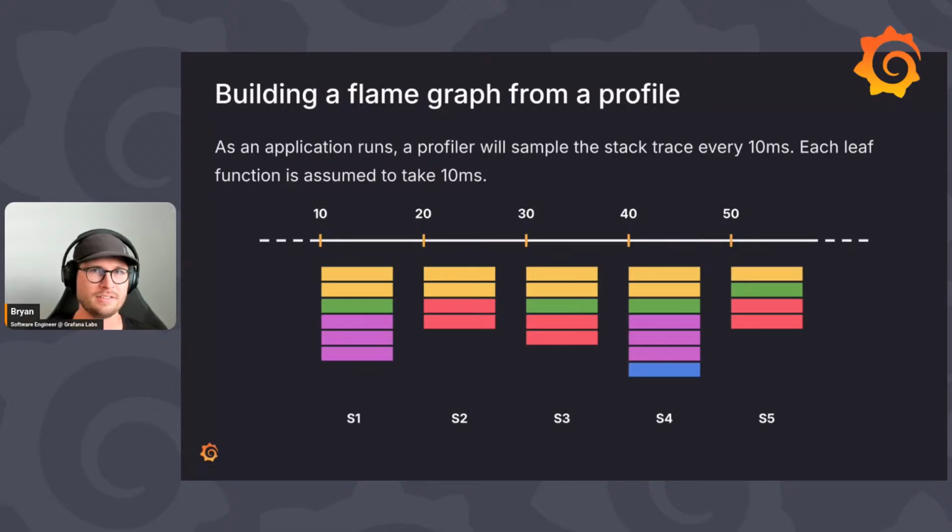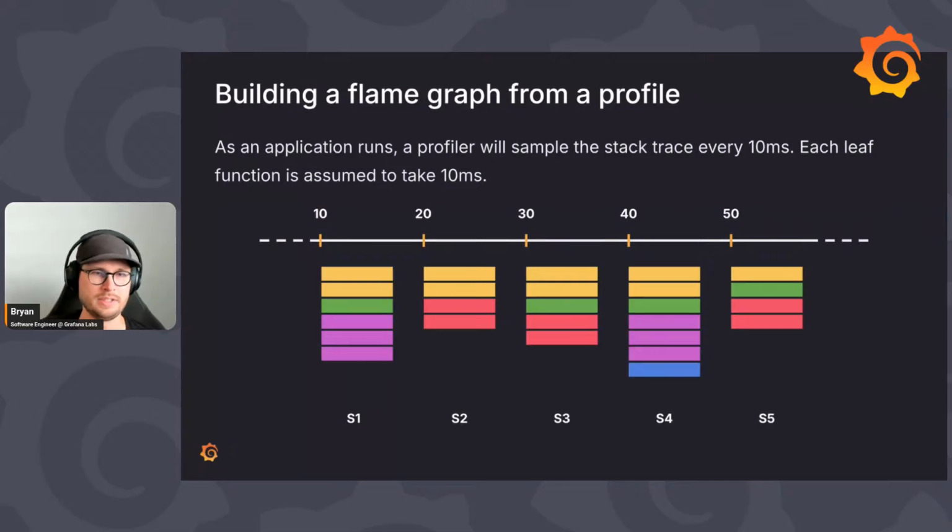Okay, so building a flame graph from a profile. So how do we get from those sampled stack traces to a flame graph? As an application executes and it's running in your environment, you'll have a profiler running alongside it, which is simply another program. Every 10 milliseconds, it'll ask your program's runtime what stack trace is on the CPU at this point in time. And the runtime will then respond and provide that stack trace.